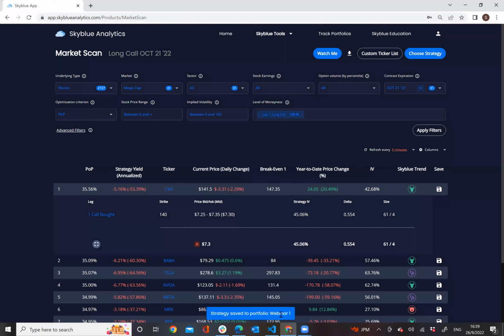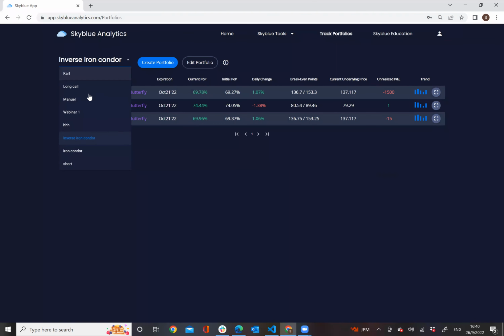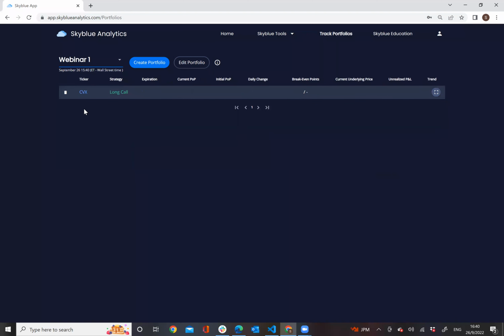This is extremely important. Here you can see that this is saved in webinar 1. And then when we go to track portfolio, we are going to do another webinar to see how we read this information. It has already been created here, where you are going to see all the inputs.